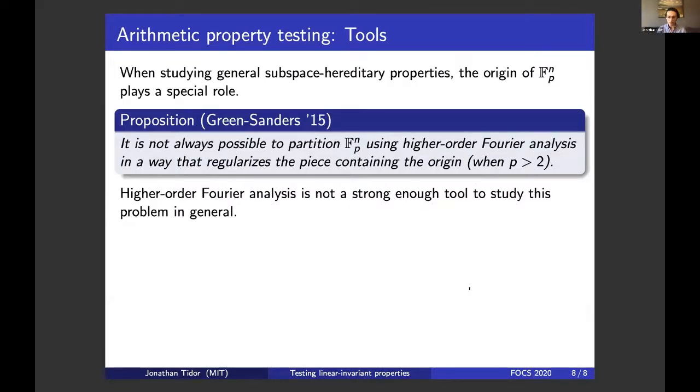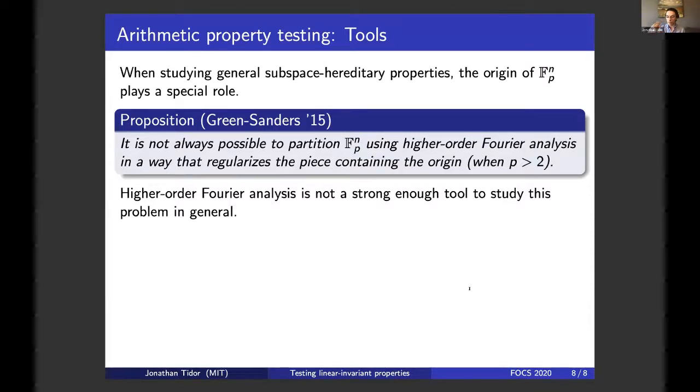So to give an intuitive explanation of why this translation invariant restriction pops up in a lot of previous works, the main idea is the following. If you're studying a general subspace hereditary property, the origin of your vector space plays a special role in the vector space. It's the only point which is fixed by all linear automorphisms of the domain, and that makes it special from the point of view of property testing.